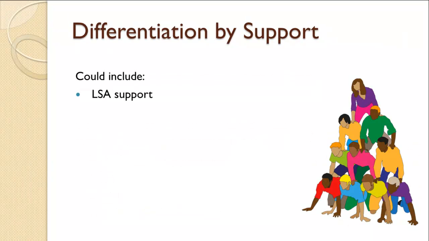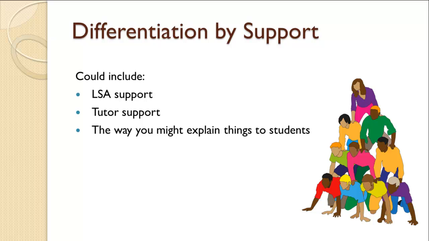Differentiation by support could include LSA support or tutor support to individuals or small groups. It could also include the way you might explain things to students, the type of language you would use, and how explicit you might need to be. It would also include the choice of students who work together, either in pair work or group work. This could mean mixing stronger and weaker students or students with different skills so that they can support each other, or having stronger and weaker groups to allow the teacher and LSA to focus their support.